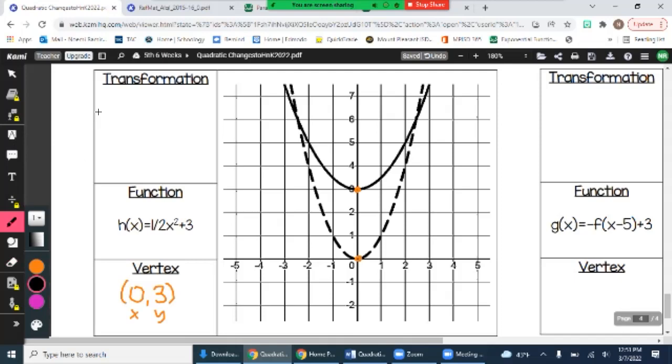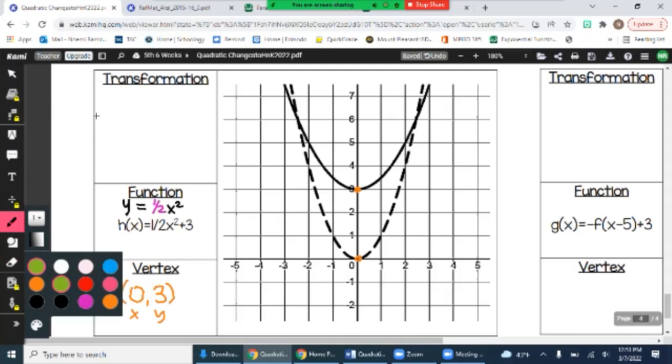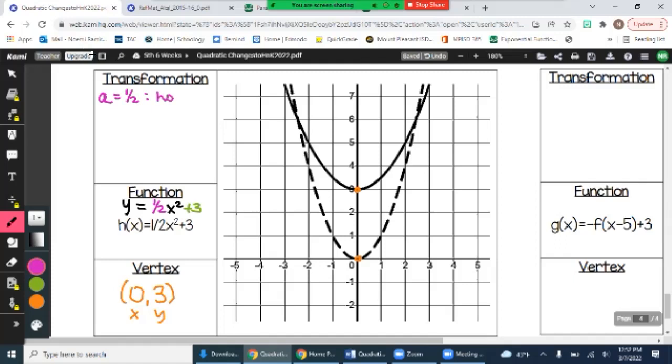Now, in order to make it easier to understand this equation, I'm going to switch it back to y equals. H of x goes back to y equals. The x squared actually stays the same. This one's not written 100% correct. What number do we put in front? The 1/2, and behind? The +3. So the 1/2 itself is which value? A, H, or K? A. It's in front of x squared. So A is 1/2. And what does a fraction do to the parabola? Makes it wider. If it makes it wider, what kind of stretch? Horizontal stretch.